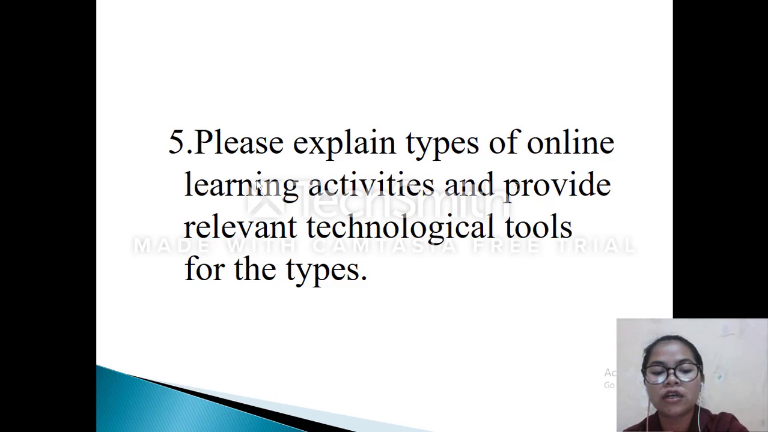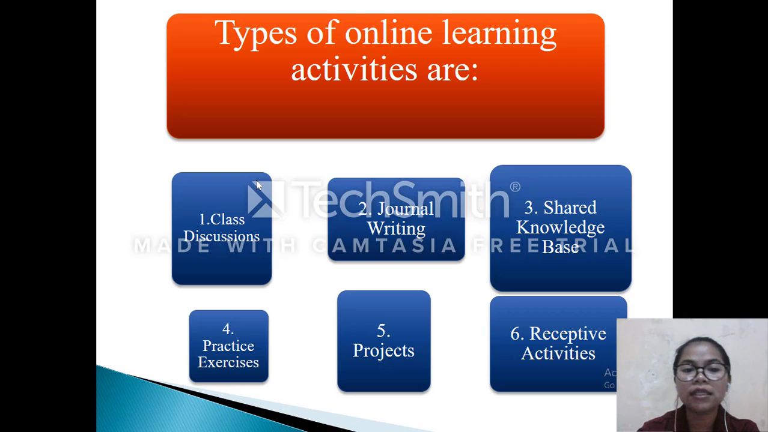Move to question number 5. Please explain types of online learning activities and provide relevant technological tools for the types. There are 6 types of online learning activities. The first is class discussion. Class discussion is an asynchronous environment set up as written conversations between two class members to the entire class. In the class discussion, students can share and exchange their opinions, and the tools that we can use are discussion forums and Schoology.